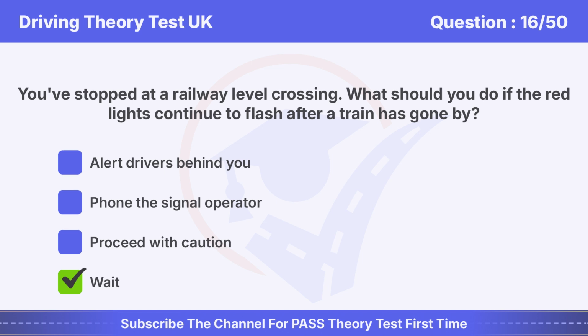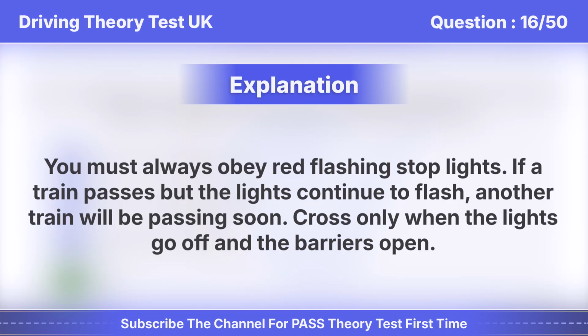Answer is D. Wait. You must always obey red flashing stoplights. If a train passes but the lights continue to flash, another train will be passing soon. Cross only when the lights go off and the barriers open.